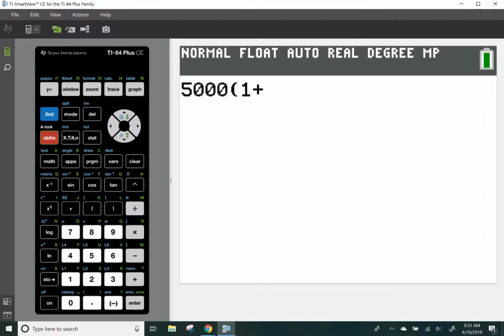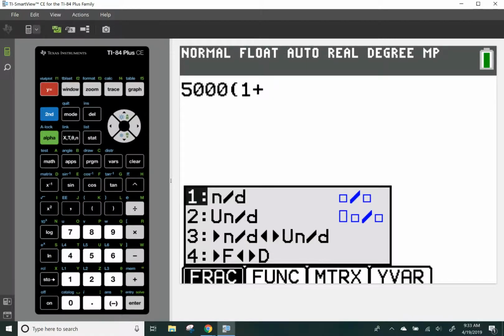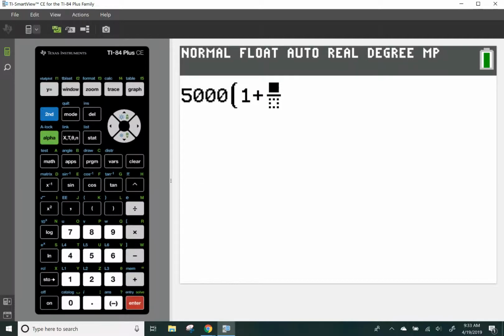If you hit alpha, Y equals, and then enter, the first thing that shows up there is N over D. I haven't hit enter yet, but alpha, Y equals, you get this menu. If you hit enter here, you get a fraction. Now, you can type that fraction in a lot easier. What was it? 0.03. What did I say before it was?